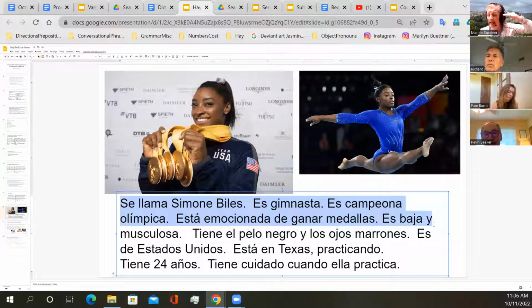Es baja y musculosa. She is short and muscular. That's what she's like. In 5 hours or even in a week, she's not going to grow 5 inches or get flabby that fast. Physically, this is just what she is like. And now we switch over to that other verb, which you've seen a little in the book. Tiene el pelo negro y los ojos marrones. She has black hair and brown eyes. She has these physical things.